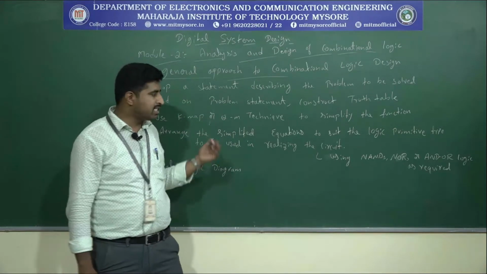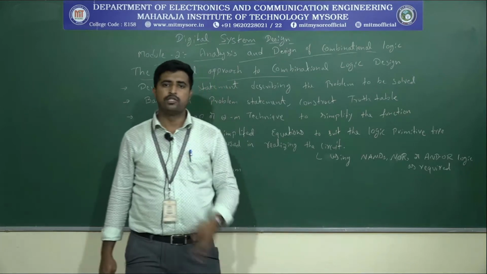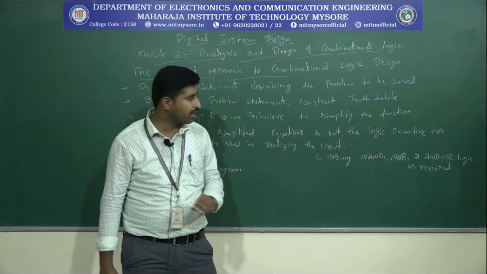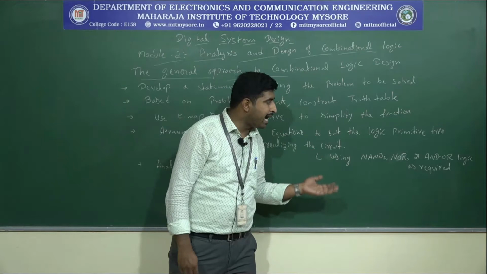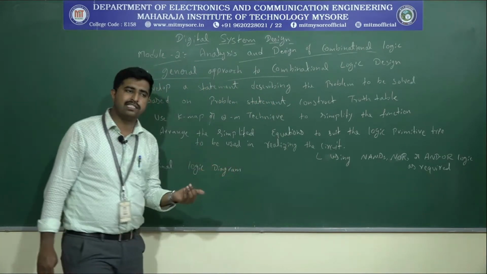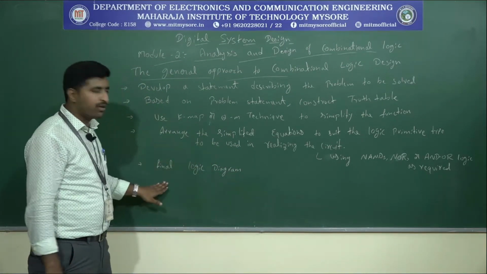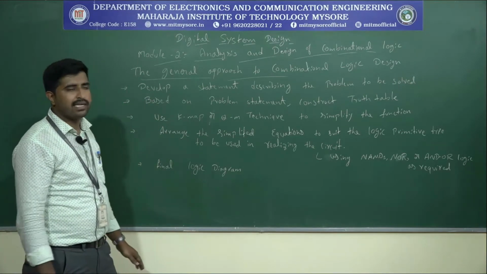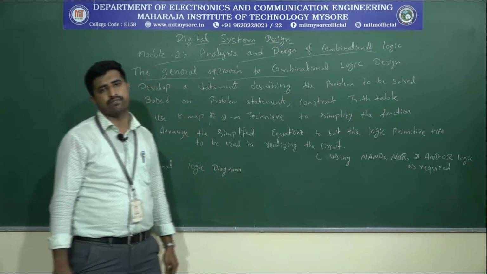Then we need to arrange that and see which logic gates are suitable. We may implement using only NAND gates or only NOR gates, or we may realize it using AND and OR logic, as per our requirement. We need to realize the gates or switching equations, and then we will have the final logic diagram. So these are the sequences, or the general approaches, to design a combinational logic.